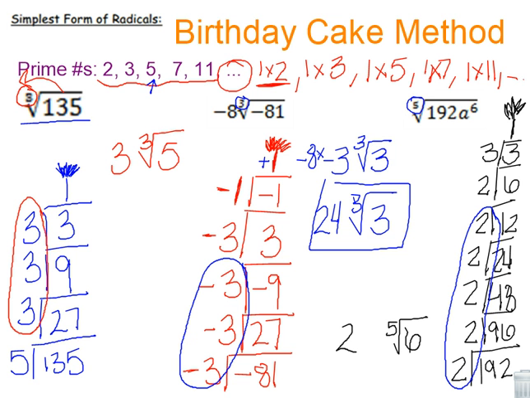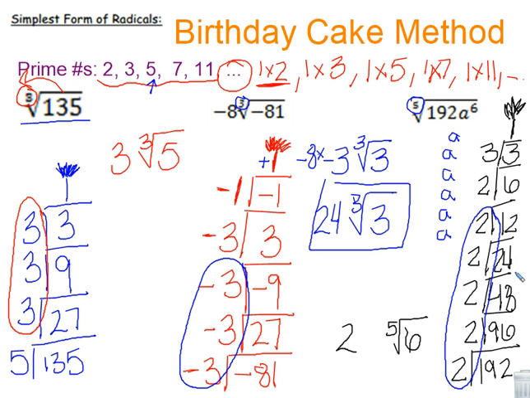Now, what also makes this one a little bit more complicated is this time we have a variable. Okay, so we have a to the 6, which means we have 6 A's. I almost said X's because we're used to X's, but we have A's this time. All right, so 1, 2, 3, 4, 5, 6.